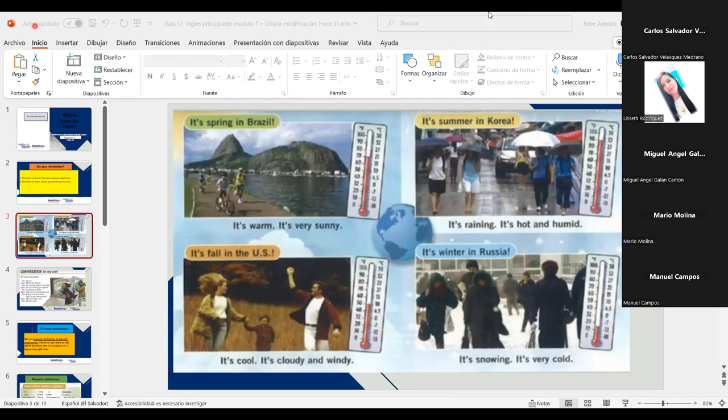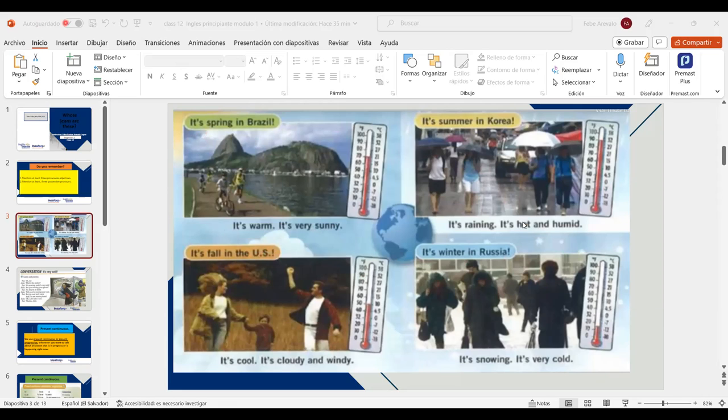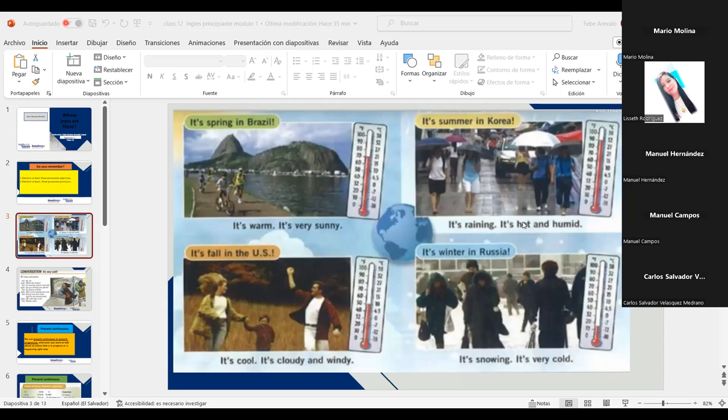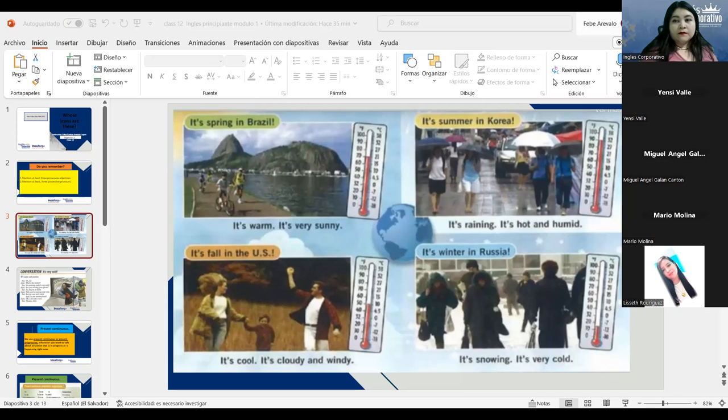It's spring in Brazil. It's warm. It's very sunny. It's summer in Korea. It's raining. It's hot and humid. It's fall in the USA. It's cool. It's cloudy and windy. It's winter in Russia. It's snowing. It's very cold. Perfect. Excellent pronunciation with your vocabulary.